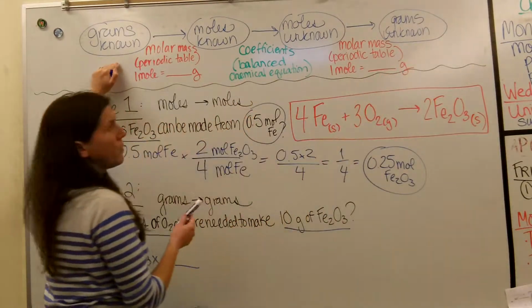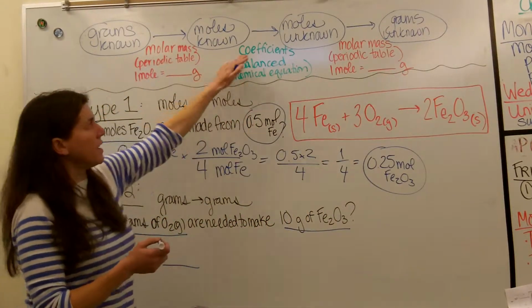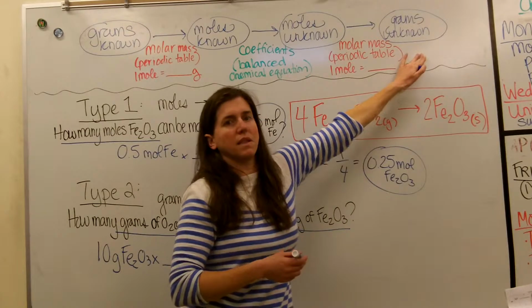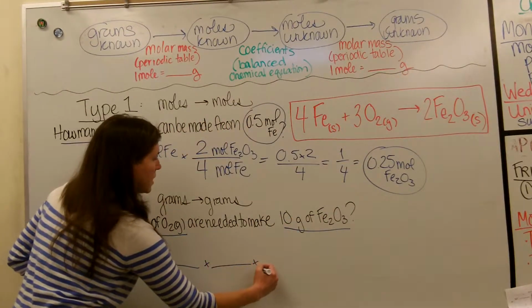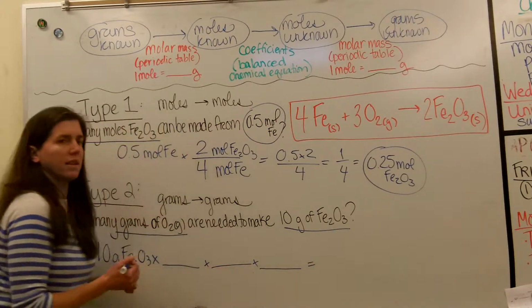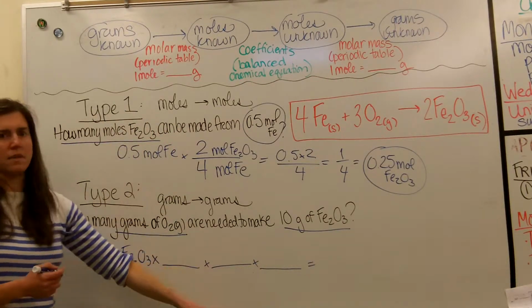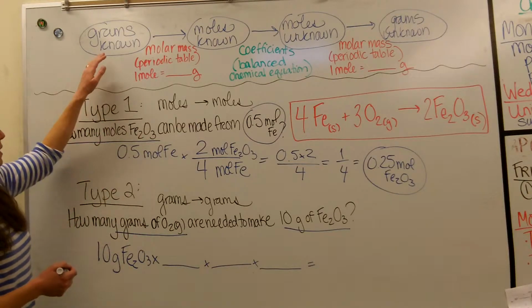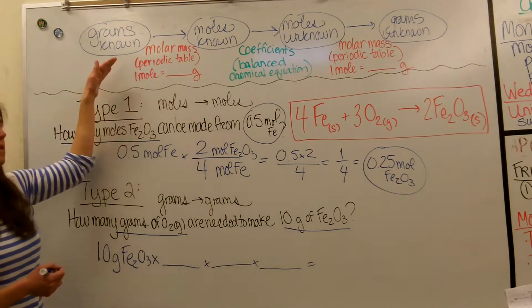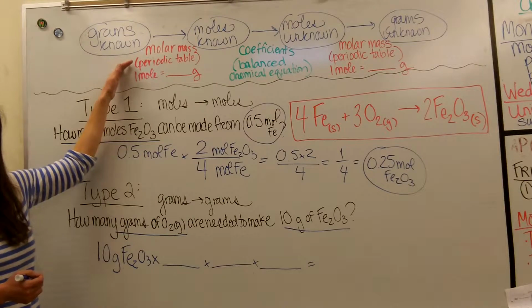So if you look at your mole map, you'll notice it's going to take you 1, 2, 3 steps to get there. So you might even go along and set up 3 fractions, because you know it's going to take us 3 steps. The first step, going from mass to moles, I'm going to use the molar mass, which I find on the periodic table.